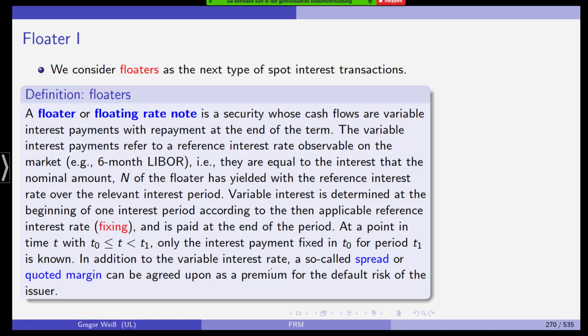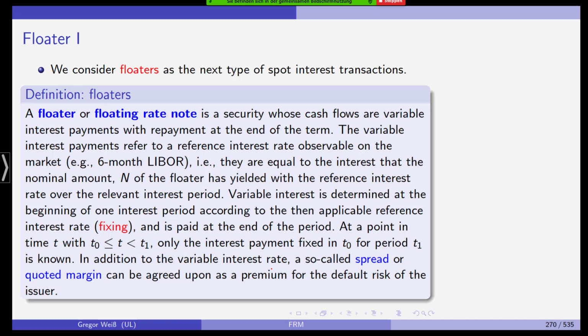Now, if we consider the next interest rate instrument, we are led to what we call a floater, or a floating rate note. A floater is a security whose cash flows are variable interest payments with repayment at the end of the term. And these variable interest payments usually are based on a reference interest rate, like the 6-month Euribor or Libor, and they are equal to the interest that the nominal amount N of the floater has yielded with the reference interest rate over the relevant interest period.